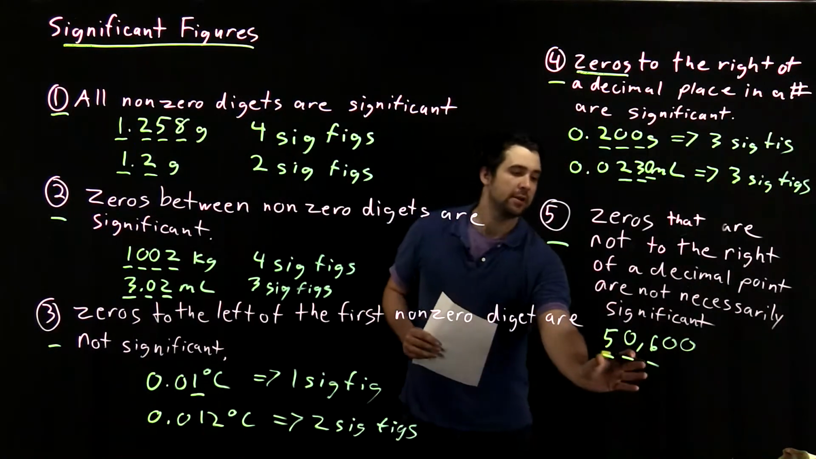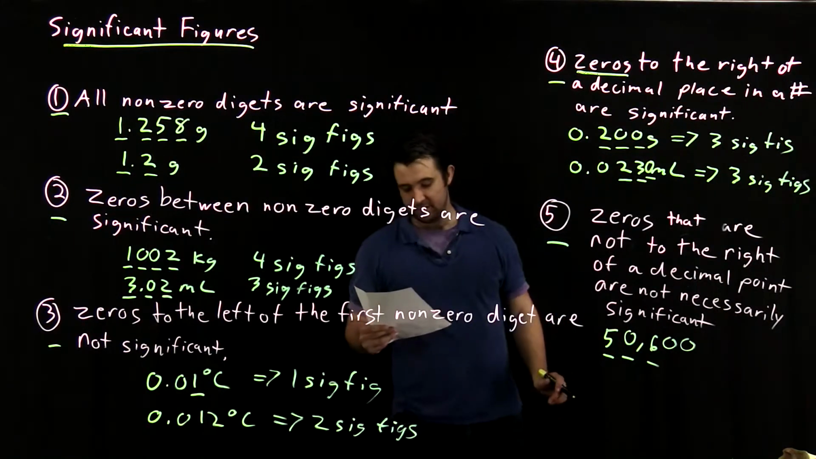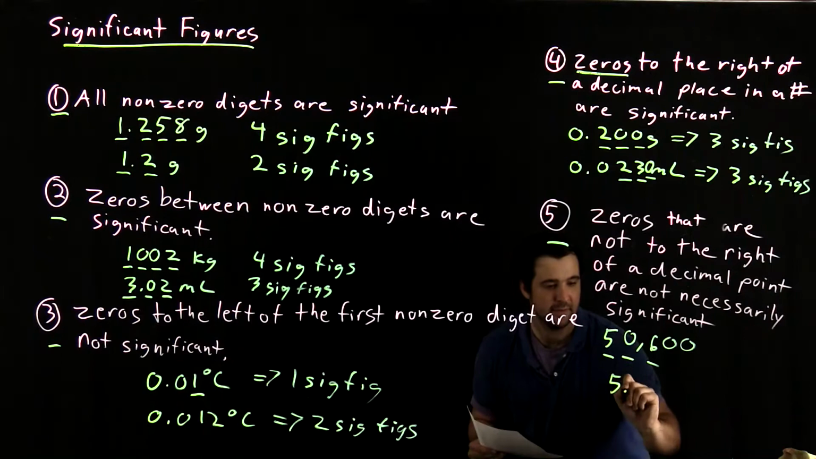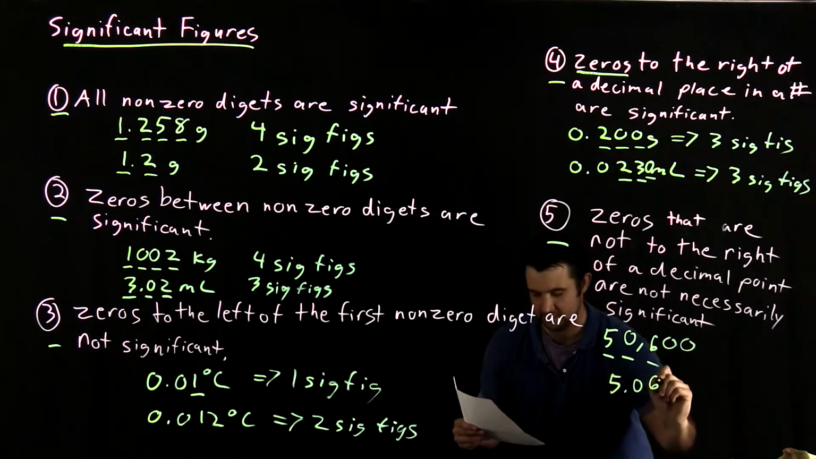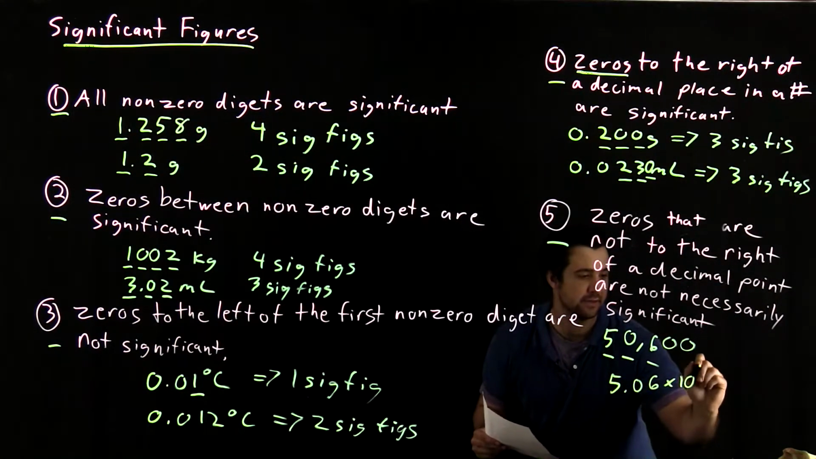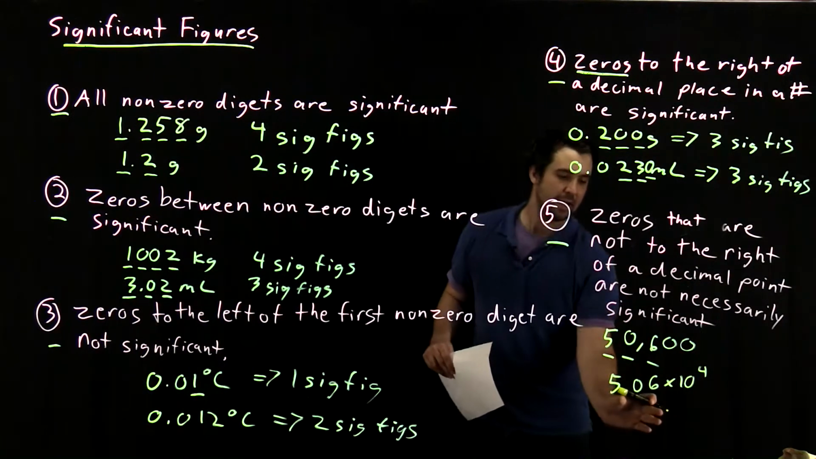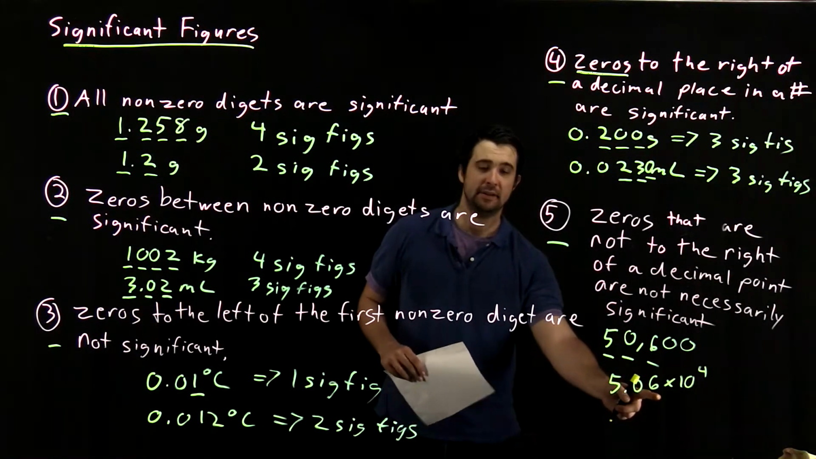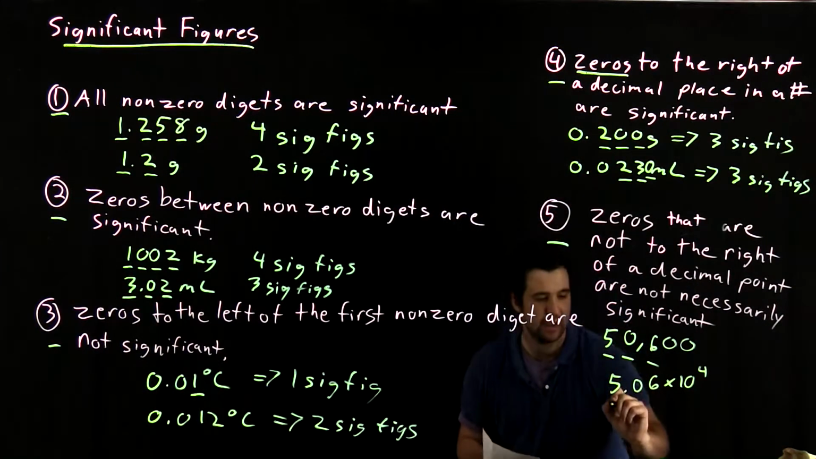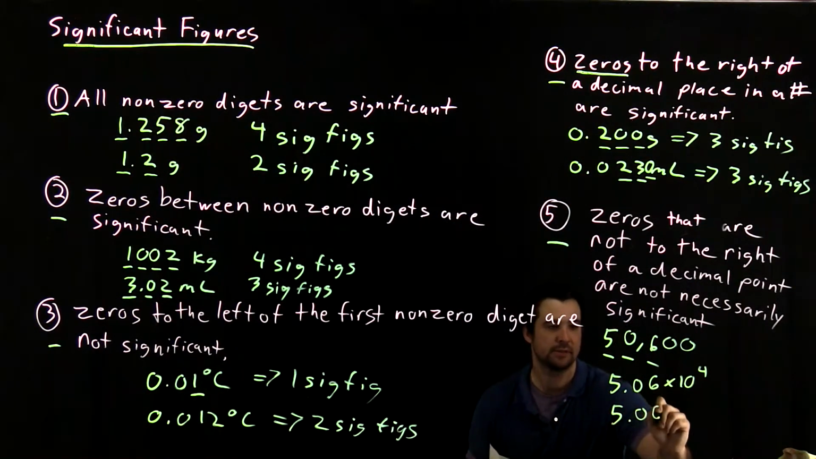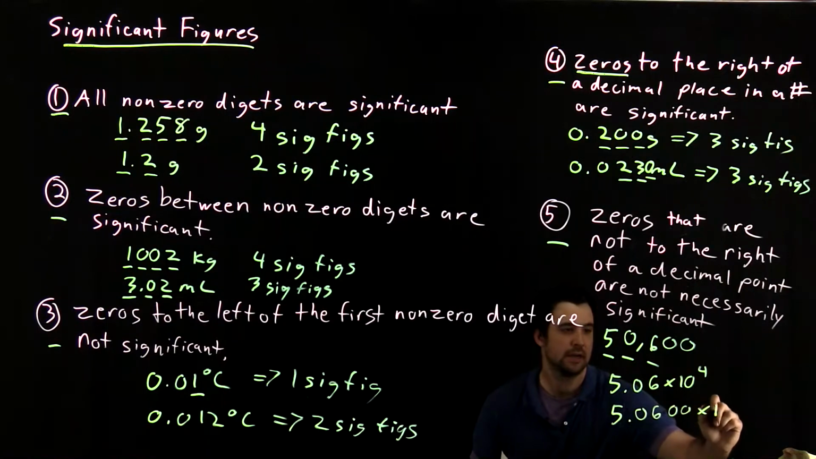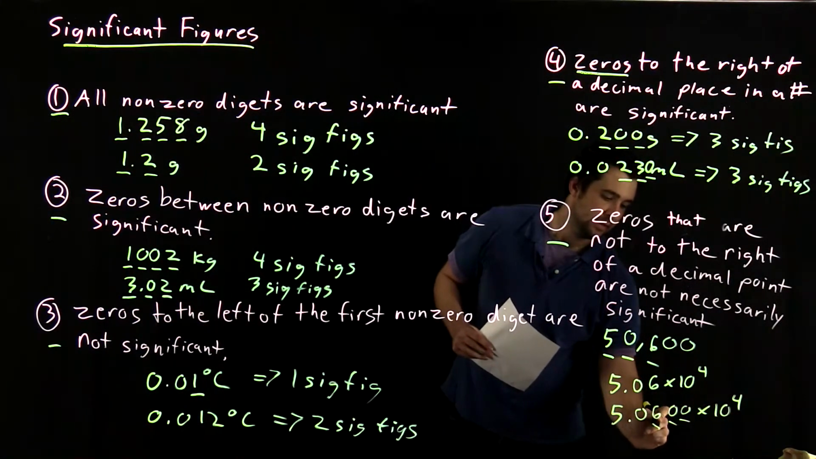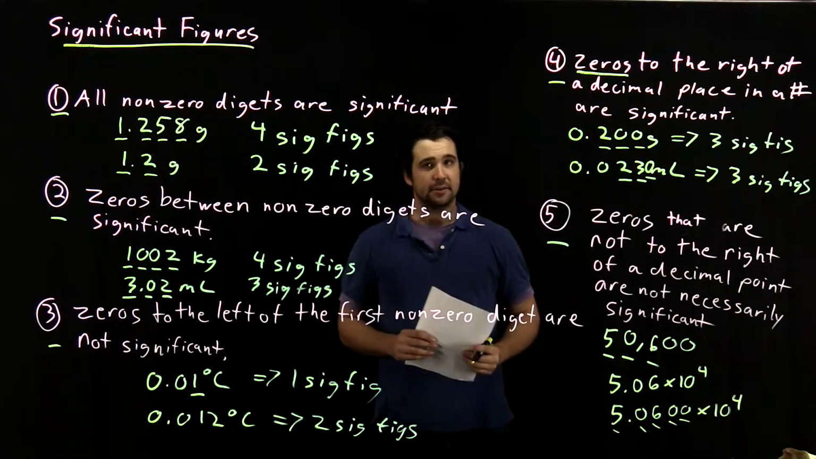The appropriate way to write this number is in scientific notation. We can write it as 5.06 times 10 to the 4th. And that would show that we have 1, 2, 3 significant figures, or we could write it as 5.0600 times 10 to the 4th, and that would show that we would have actually 5 significant figures.